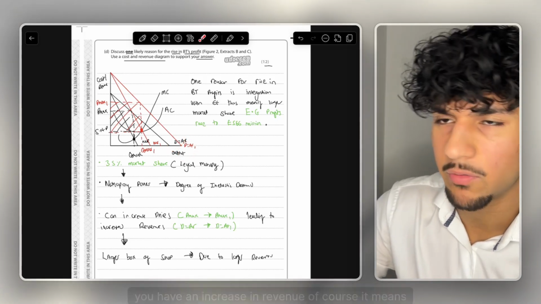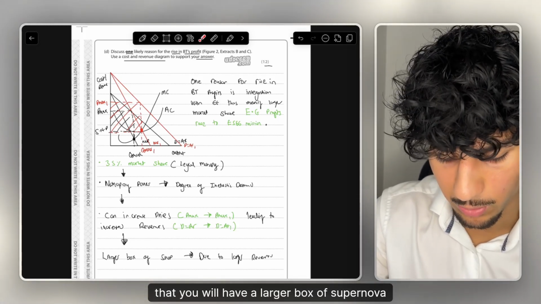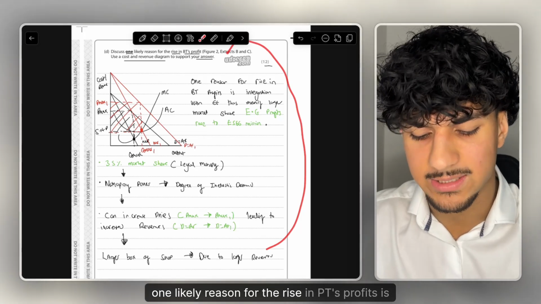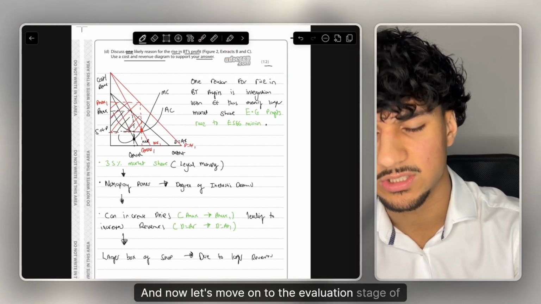And of course, if you have an increase in revenue, it means you will have a larger box of supernormal profit, thus relating it back to the question: one likely reason for the rise in BT's profits is due to larger revenues. And now let's move on to the evaluation stage of this paragraph.